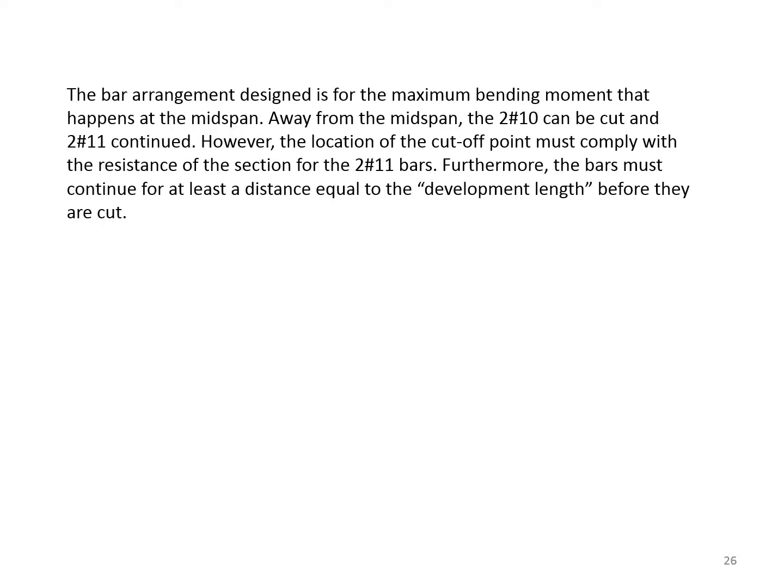The bar arrangement design is for the maximum bending moment that happens at the midspan. Away from the midspan, the 2 number 10 can be cut and 2 number 11 continued. However, the location of the cutoff point must comply with the resistance of the section for the 2 number 11 bars. Furthermore, the bars must continue for at least a distance equal to the development length before they are cut.